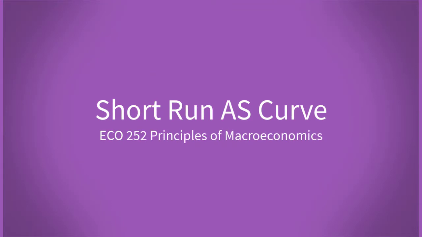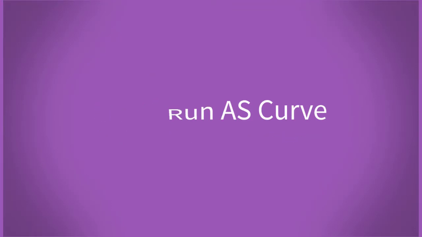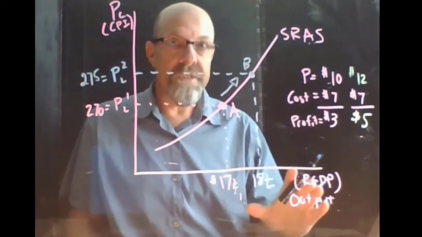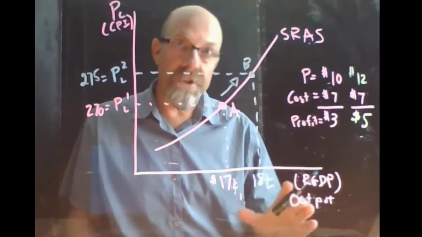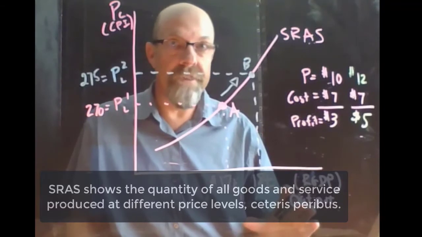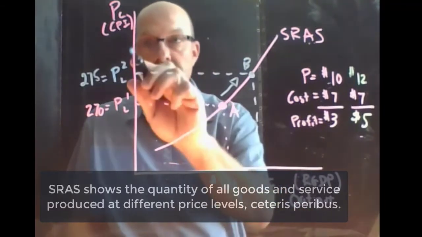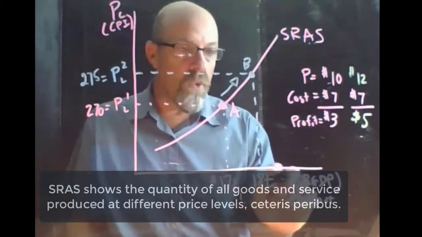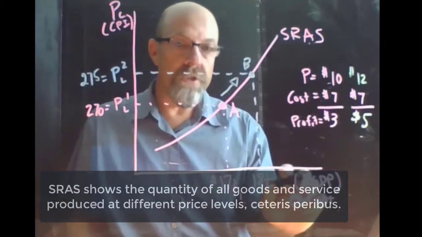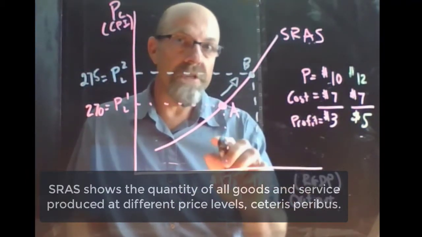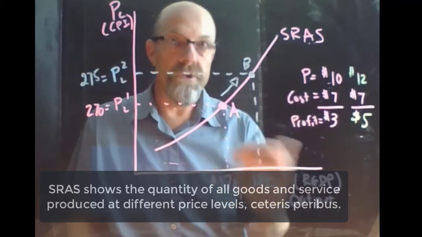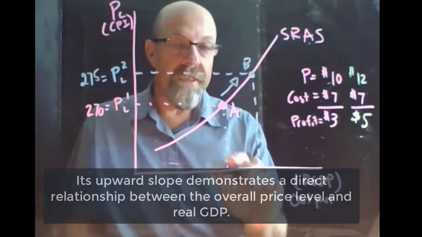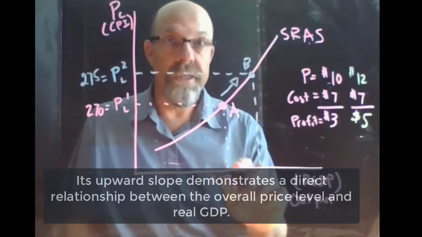Let's take a close look at the short-run aggregate supply curve. The short-run aggregate supply curve represents the level of spending in relationship to the overall price level in the economy. Remember, we measure the price level using the Consumer Price Index, and we measure output using real GDP. The short-run aggregate supply curve is upward sloping, so it's a positive relationship between the overall price level and the overall level of production in the economy.